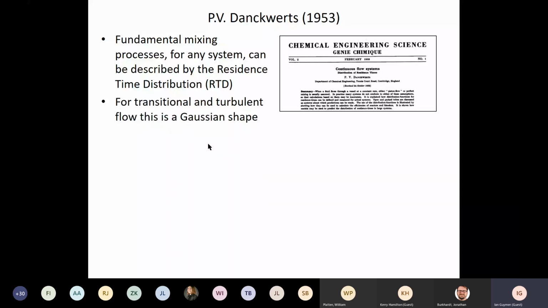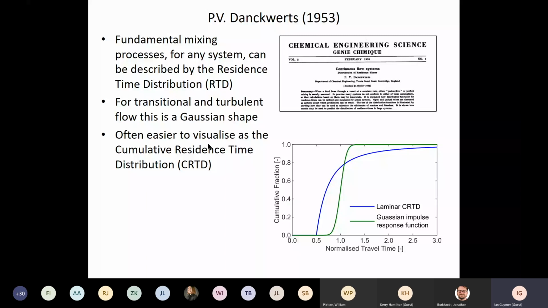And so for transitional and turbulent flow, this residence time distribution, as Taylor suggested, if the material's been in the flow for long enough, is of Gaussian shape. And we quite often present these curves, instead of as a residence time distribution, as a cumulative residence time distribution, so just the sum of the time plot. And you can see in the bottom right-hand corner there, the green curve is the cumulative Gaussian response, which we would expect to get if it's transitional or turbulent flow.